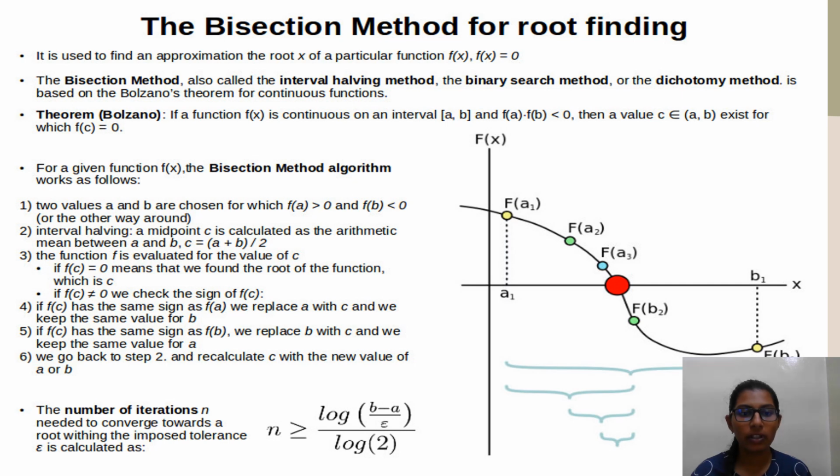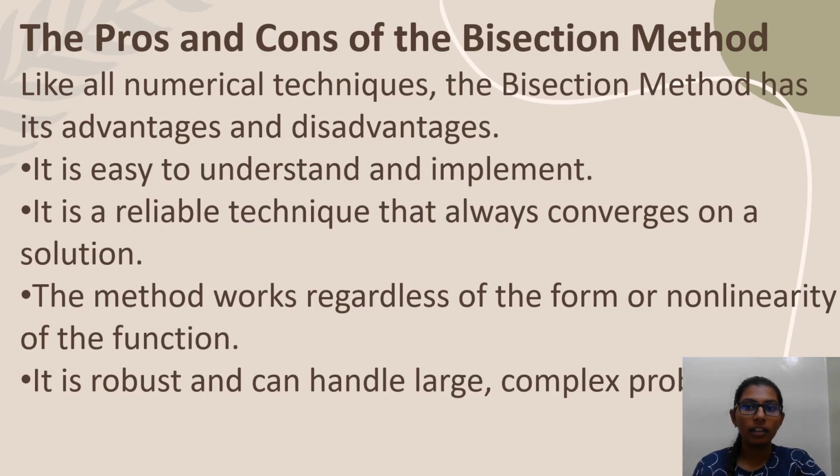Two values are chosen for which f of a is greater than 0 and f of b is less than 0. The interval halving midpoint c is calculated by the arithmetic mean, and the function f is evaluated for the value c. If f of c has the same sign as f of a, we replace a with c, and if f of c has the same sign as f of b, we replace b with c and keep the same value for a. The number of iterations n is greater than or equal to log of b minus a divided by e, whole divided by log 2.